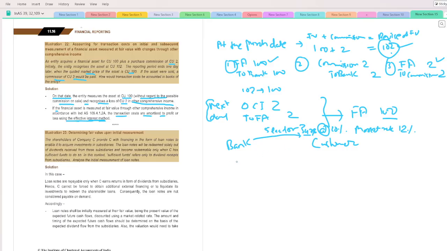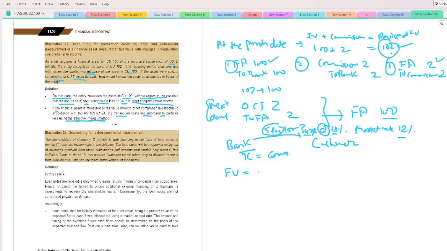And the transaction cost, say 60,000. So for the bank, if suppose the fair value is coming, it will be less than 5 lakh. Why? Because your coupon is less than the market interest rate. So here the discount rate is more than your coupon rate, so it should be less than 5 lakhs.